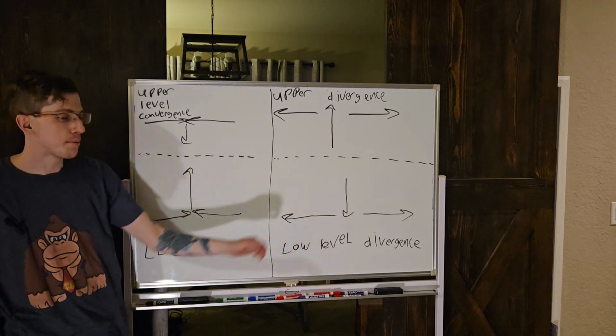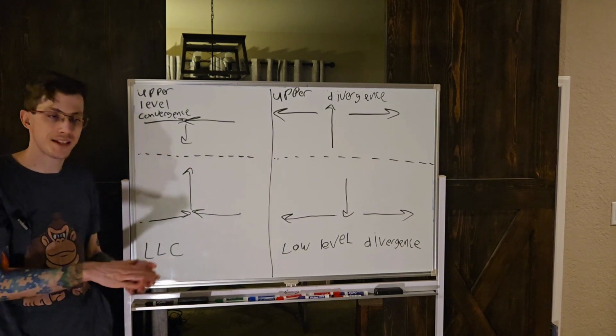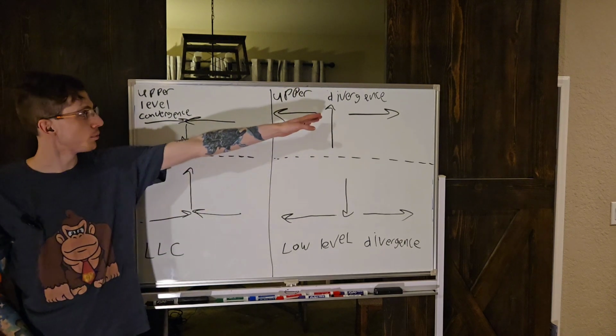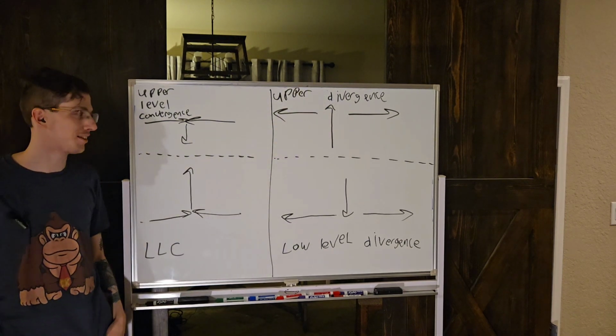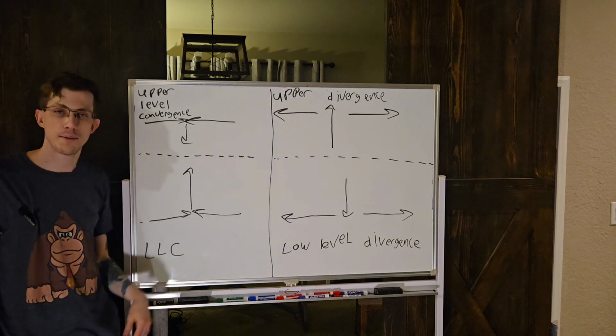In the lower levels of the atmosphere, divergence is actually going to get rid of weather. It'll dampen things out and stabilize stuff. In the upper levels of the atmosphere, it has the opposite effect. It'll destabilize the atmosphere and cause lift and ascension in the atmosphere.